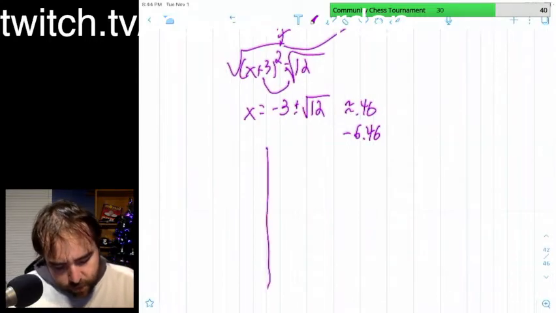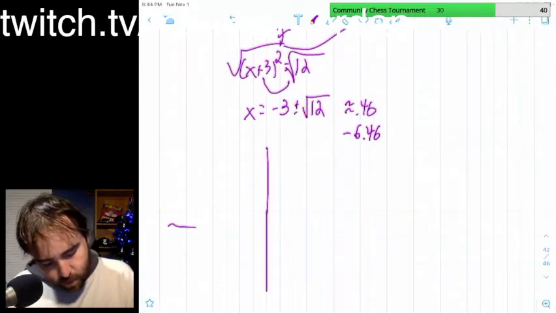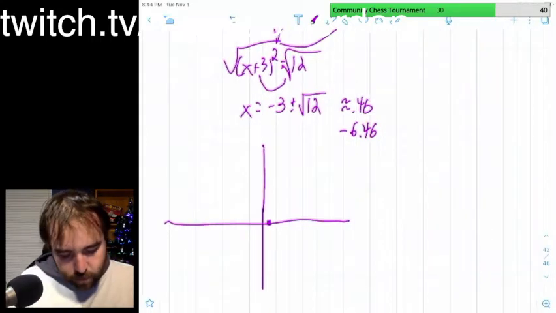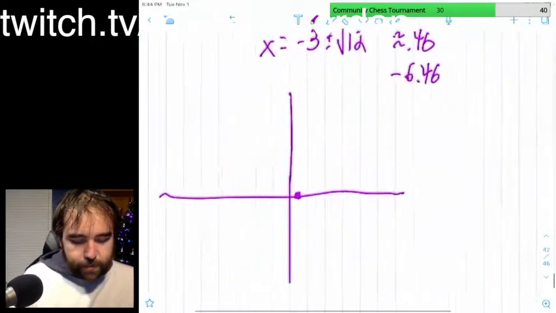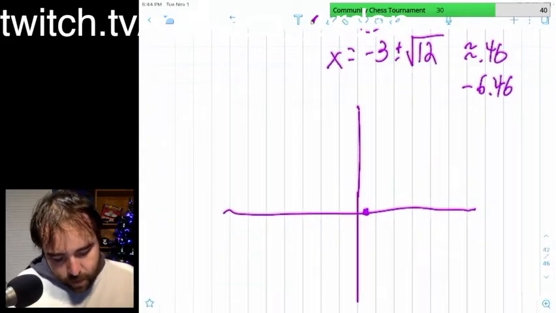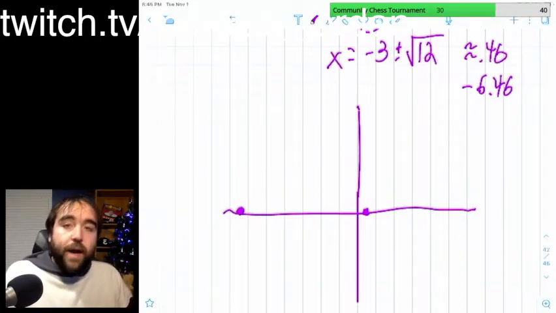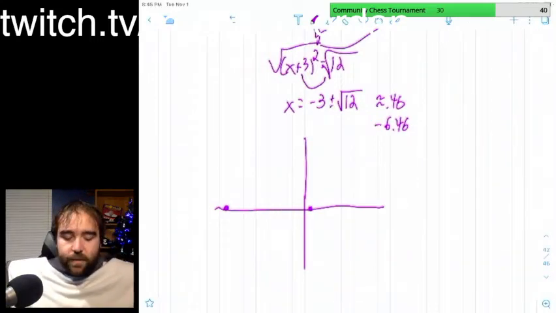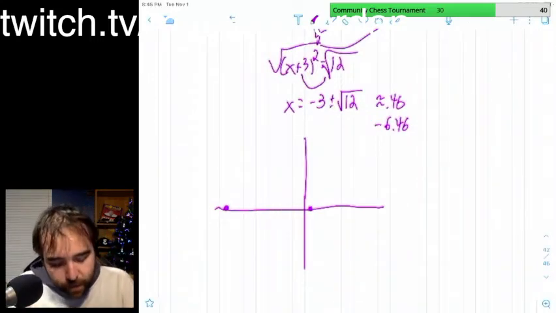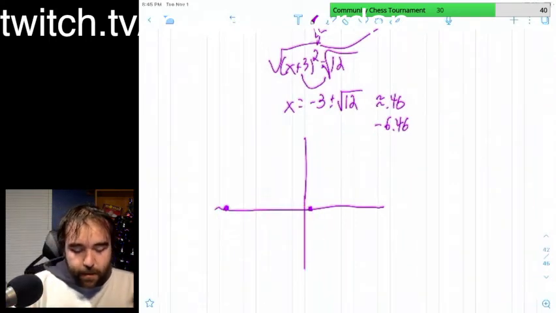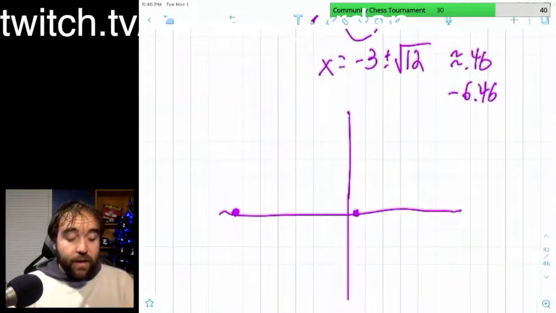If we want to put those on the graph, we could. So there's our graph. We'll do, what was that? That was y equals 0 and x equals 0.46. And y equals 0, x equals negative 6.46. Those should be the two x-intercepts of the circle. So not necessarily like the furthest points from the center. Like it might look like this, our circle, where the center is somewhere down here. But those are the x-intercepts.